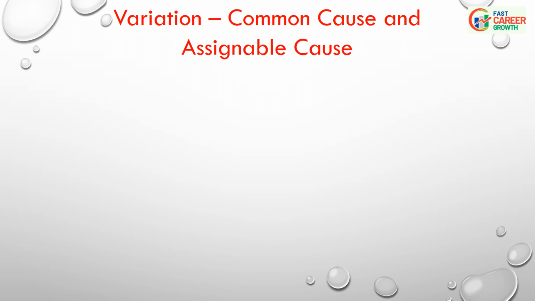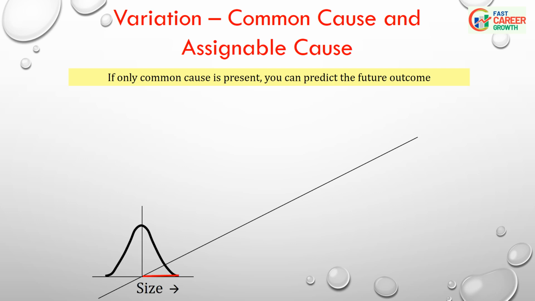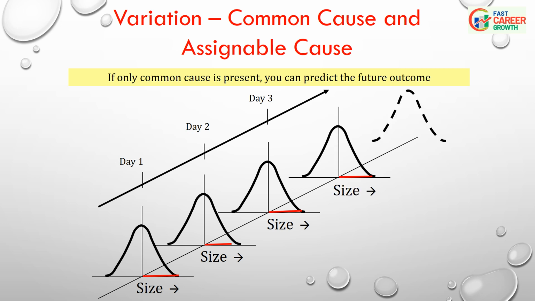If only common cause is present, you can predict the future outcome. To manage any process and reduce variation, the variation should be traced back to its sources. The first step is to make the distinction between common and special causes of variation. Common causes refer to the many sources of variation that are consistently acting on the process. Common causes are within a process variation.